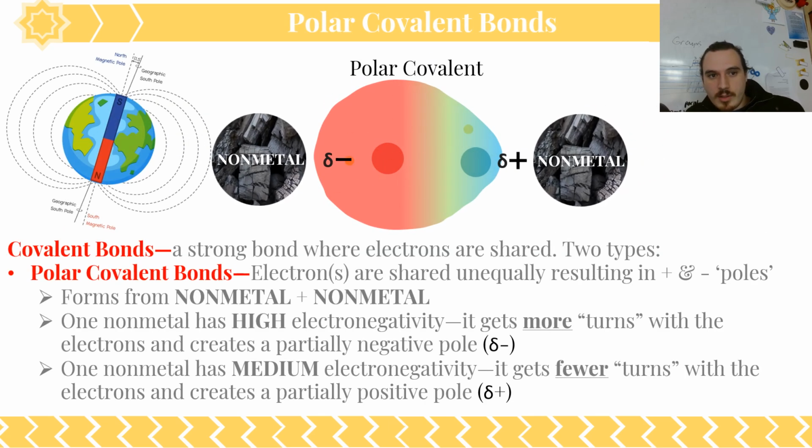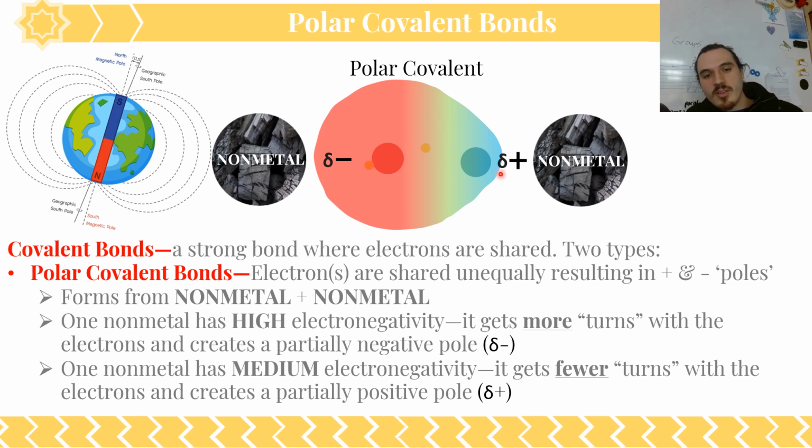If we move forward, we get to polar covalent bonds. So these are the unequal sharing. This happens between 2 nonmetals. And the term polar comes from the molecule having two poles, sort of like the Earth has a south pole and a north pole, which are oppositely charged. Molecules can also have a north and south pole, but we call these the partial positive pole and the partial negative pole.